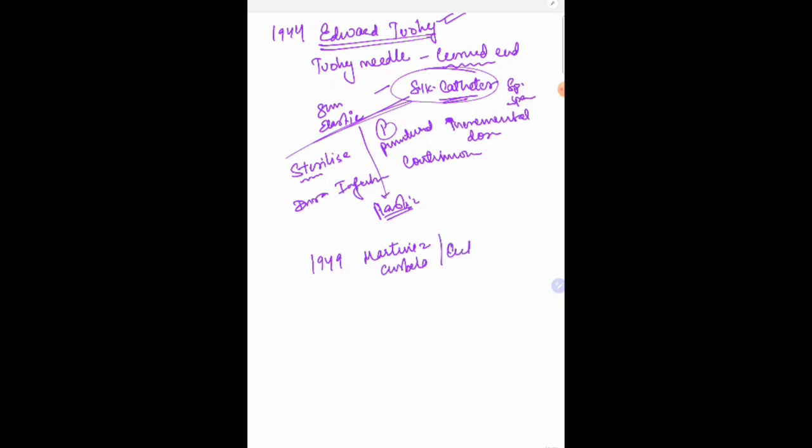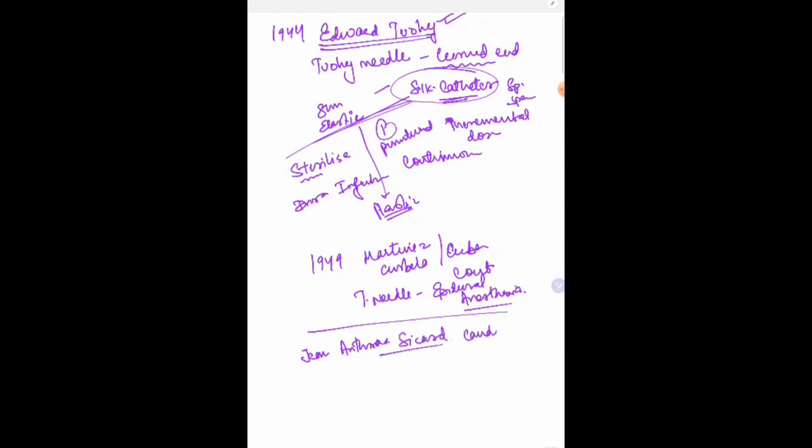Then in 1949, there was a man named Martinez Curbelo. He was from Cuba. He used Tuohy's needle and performed the first continuous epidural anesthesia. There was a neurologist, Jean Anthanase Sicard. He used the caudal anesthesia technique for relief of back pain for his patients. So he basically introduced that we can use these techniques for analgesia as well.